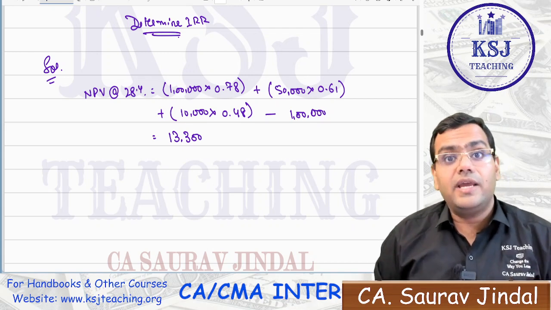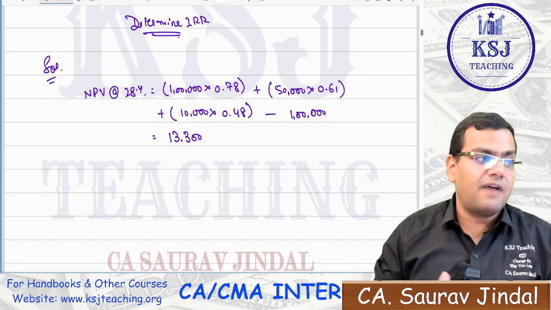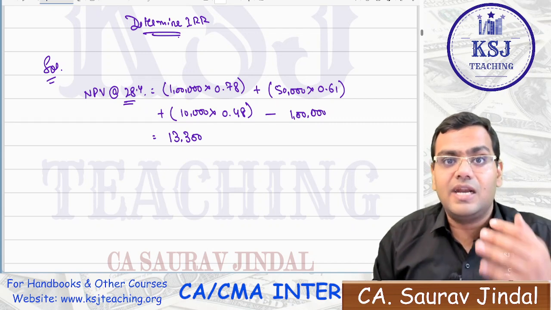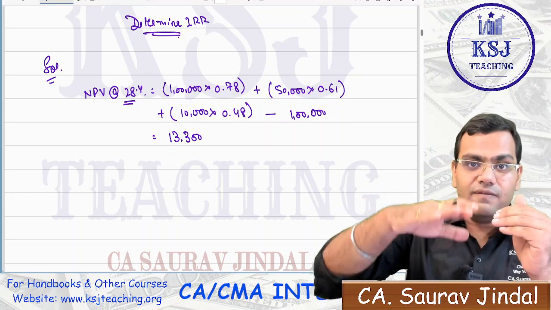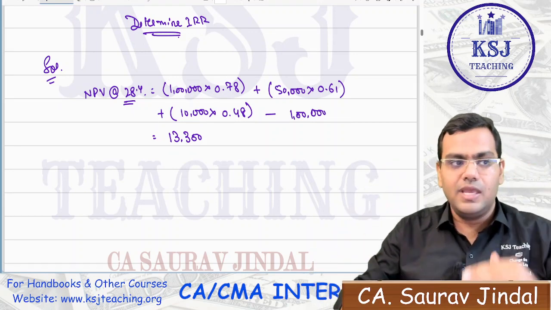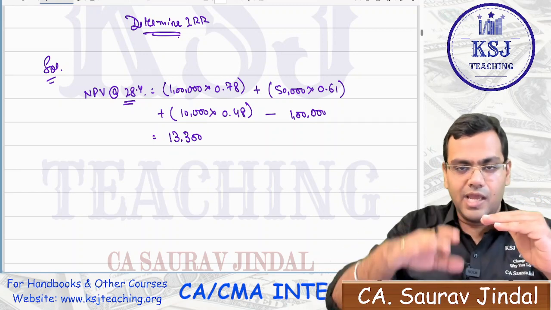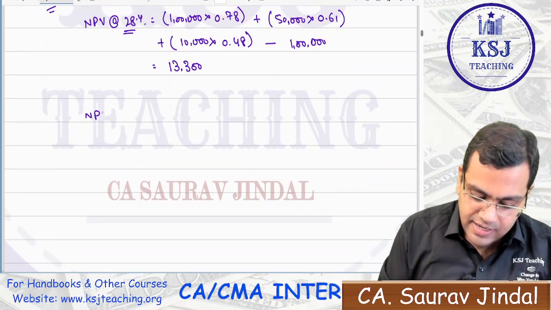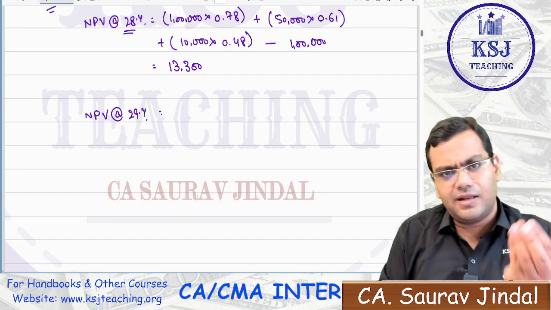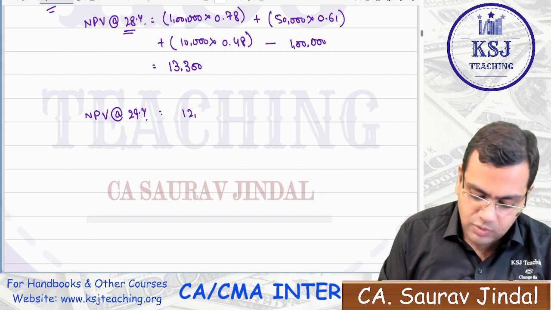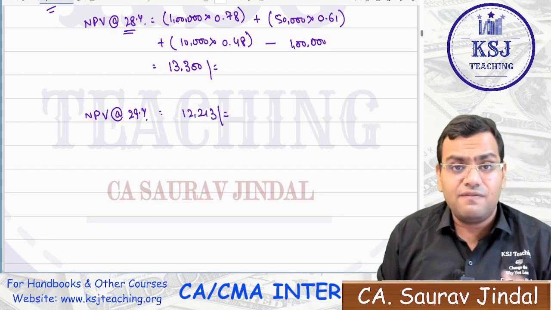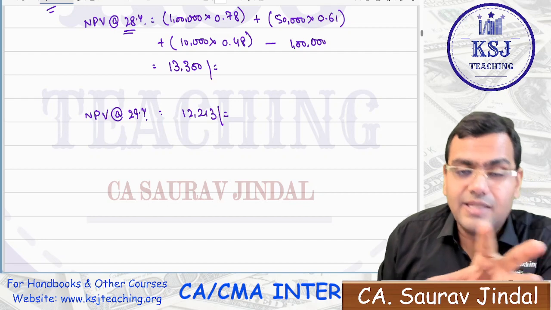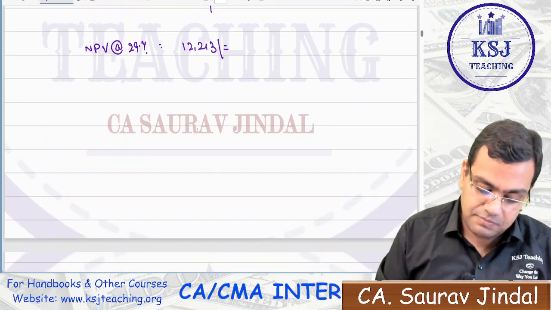Another NPV that you require is a negative NPV. What will you have to do, sir? Whether you have to increase this rate or decrease this rate? Sir, you will have to increase this rate. As you increase the discounting rate, your NPV will come down. Now let's try to increase it. Calculate the NPV, let's say at 29%, sir. If you calculate the NPV, it will come to 12,213. Sir, there is a very small decrease in the NPV with a 1% increase. Very small, right? That means you will have to take a higher jump.